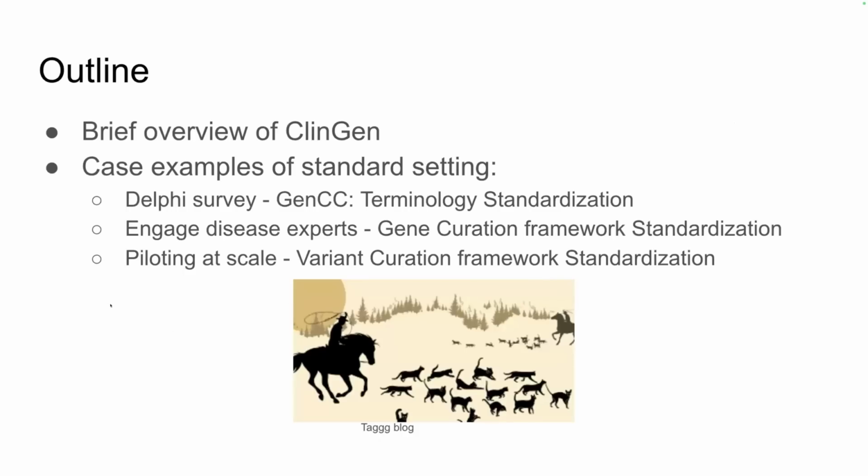I'll give you a brief overview of ClinGen so you can see what we're working with here. And then I'm going to give you a couple different case examples, because we heard cats all day. I threw a fun picture in because you guys are like a fun, sassy group of good picture users. We heard cats every day. But I'm going to talk to you about 3 different case examples. First, standardizing terminology, which will be an example of a Delphi survey. Second, engaging disease experts, which is the example of gene curation framework standardization, where we came up with a point scoring system and people widely use it now. And third, piloting at scale and engaging the community, which is our variant curation framework standardization.